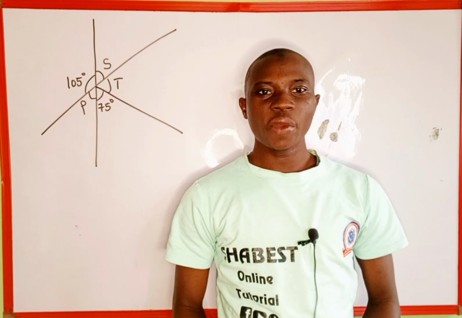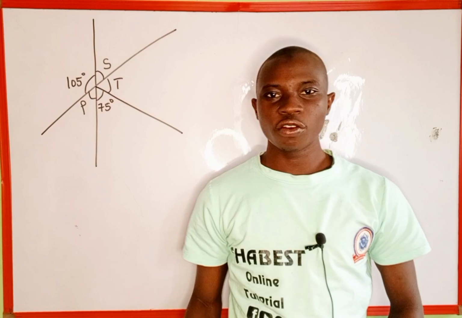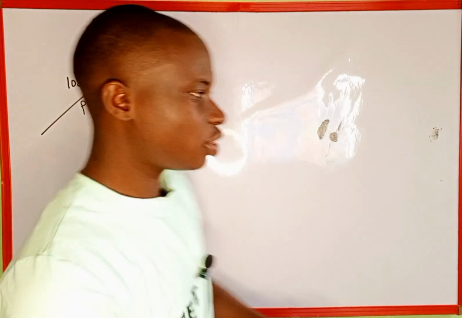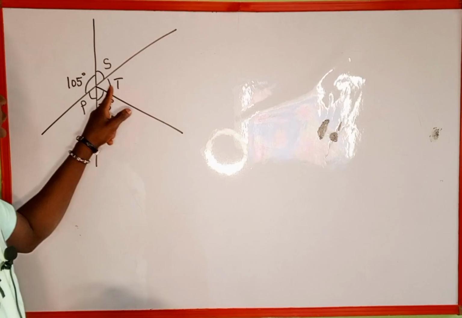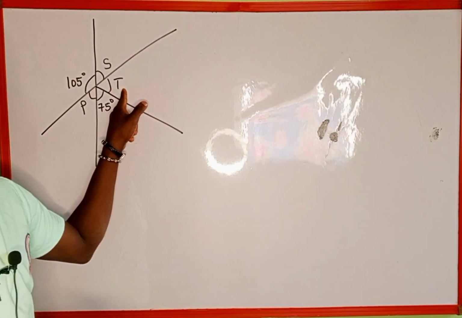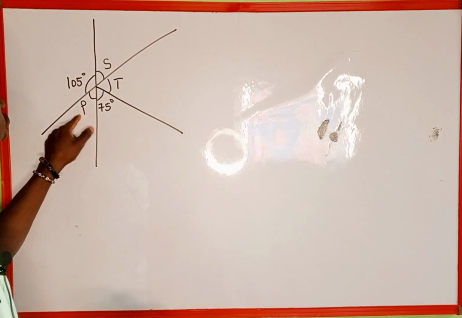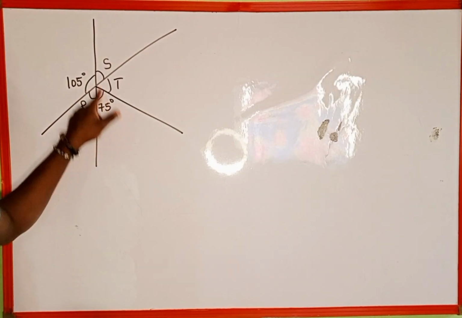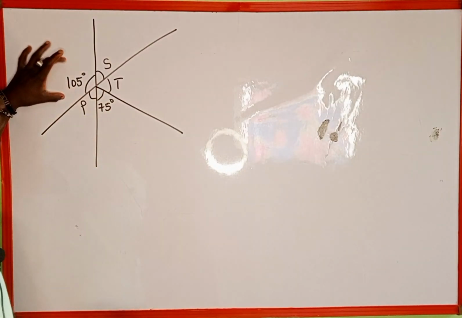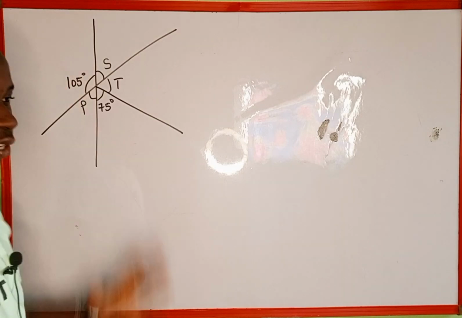In today's tutorial, we're going to learn how to find the missing angle from this diagram. So if you look at this diagram, the angle here is missing, which is represented by S. Then the angle here is missing, we represent it by T. Then the angle here is also missing, which they represent as P. Then 75 degree is the angle here, and also the angle here is given as 105 degree.